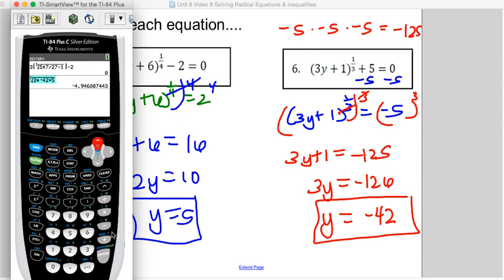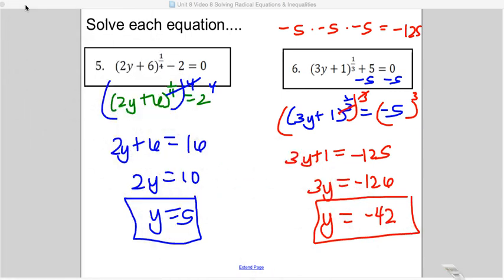Let's just adjust that. Okay, so if you ever need to, you can arrow up and make the change. So this one is plus 1 underneath the radical, and then plus 5. Let's see, does that work now? Yes, it does. So my answer is negative 42. All right, those are our equations.